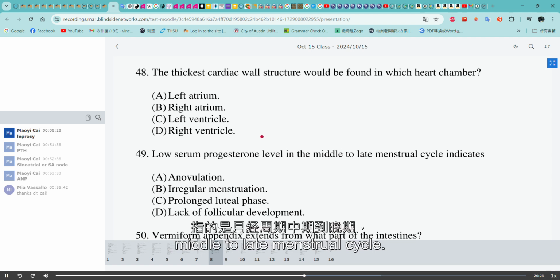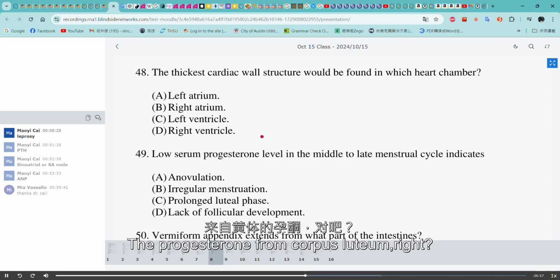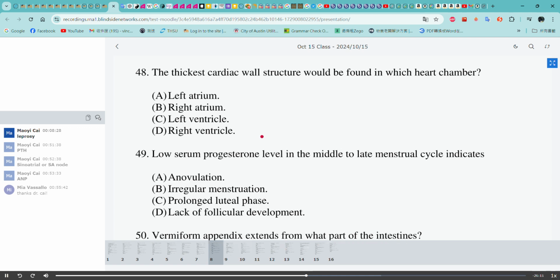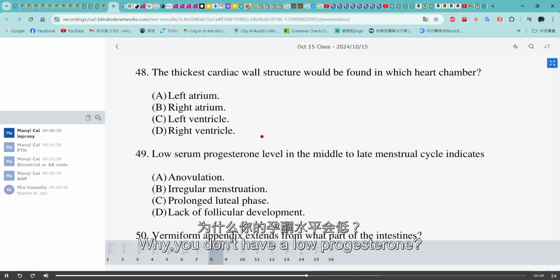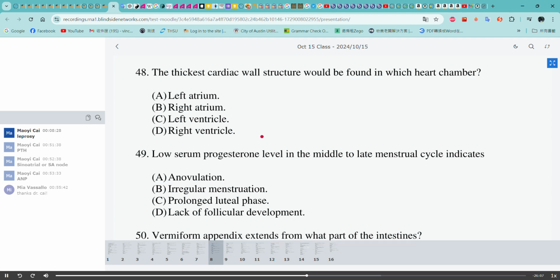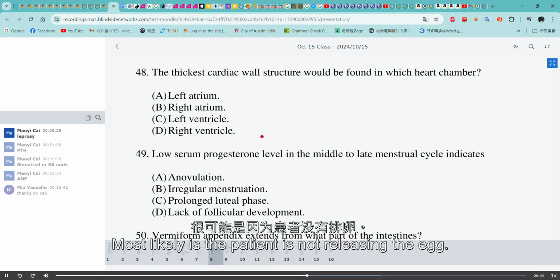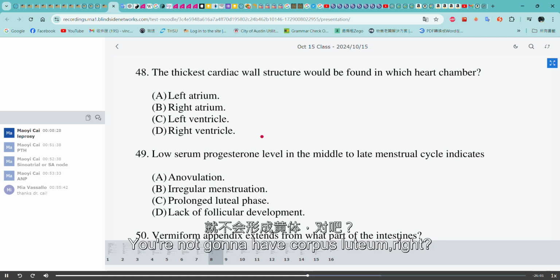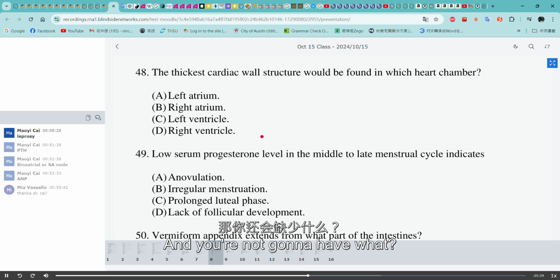49, low progesterone level, middle to late menstrual cycle. That means after ovulation. If you don't have enough progesterone from the corpus luteum, right? Now that could be a problem of what? Why would you have a low progesterone? Most likely the patient is not releasing the egg. If you don't release the egg, you're not going to have corpus luteum, right? And you're not going to have what?